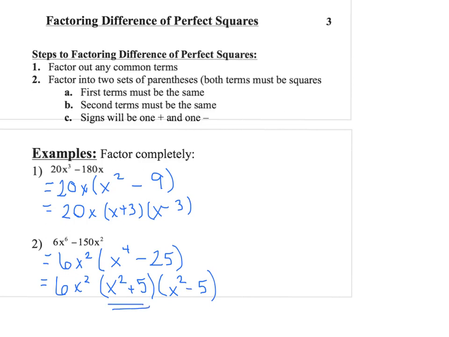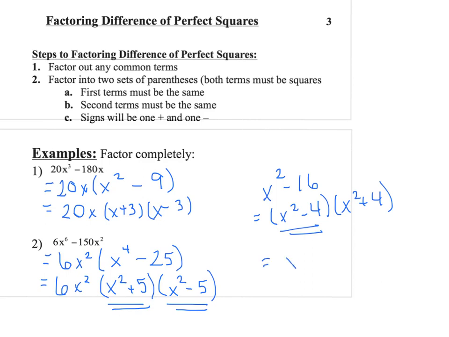Sometimes you are able to factor again, if you had something like x to the fourth minus 16. You don't have to write this part. If I wanted to factor that, I'd get x squared minus 4 and x squared plus 4. I can factor again x squared minus 4 into x minus 2 and x plus 2. X squared plus 4 is not going to factor. But this is another difference of perfect squares. Sometimes that happens.